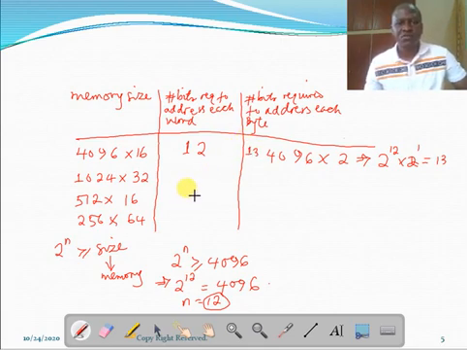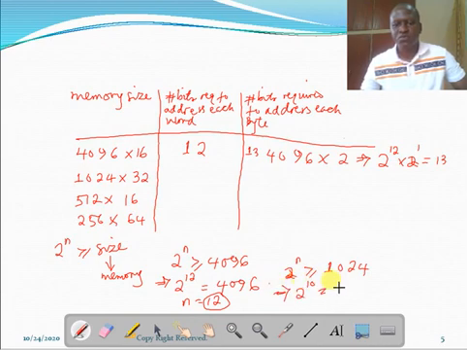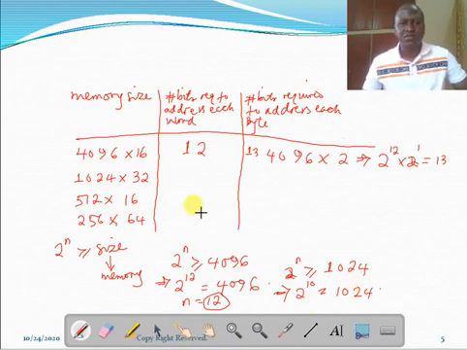Now, in the case of this 1024 memory location, a quick look at the same equation, 2 raised to the power of n is greater than or equal to 1024. By inspection, you can quickly find out that 2 raised to the power of 10 gives you 1024. So this implies that the number of bits required to address each word in this case is 10.